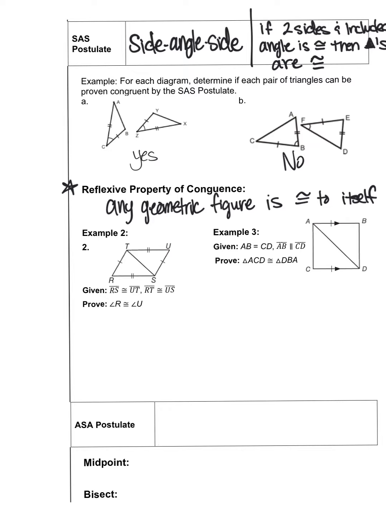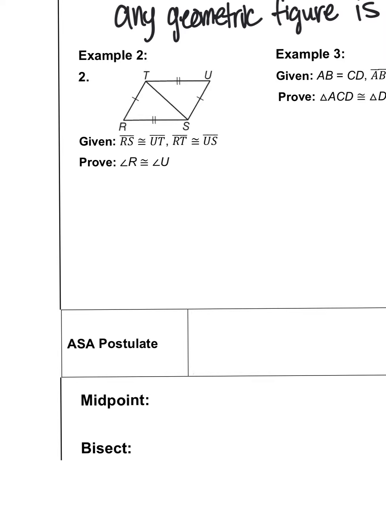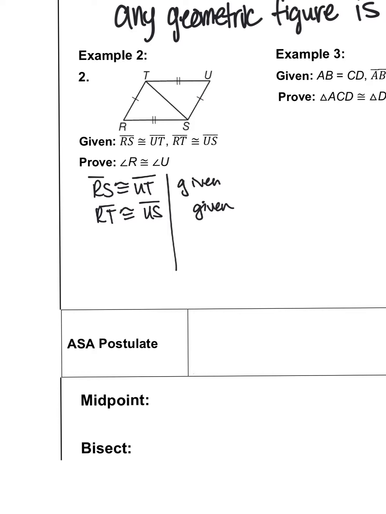Let's go through the proof. Example 2, here it is. I'll blow it up here. We've got given RS is congruent to UT, and we have RT is congruent to US. These are both given, so I can draw my T for my proof.